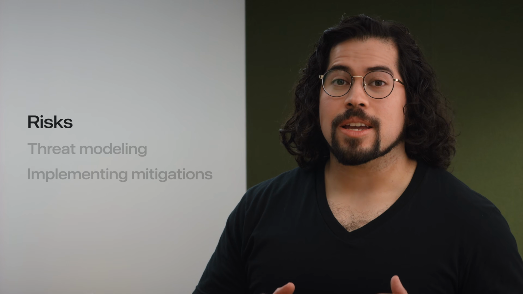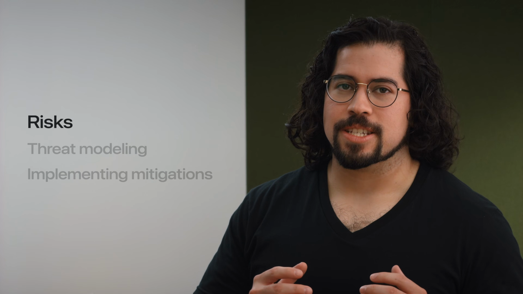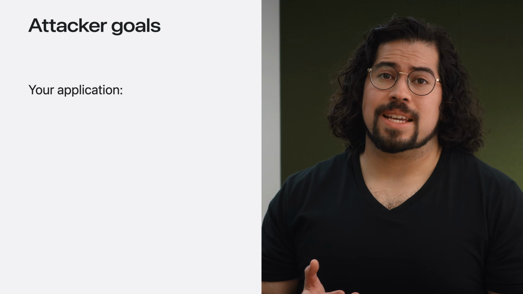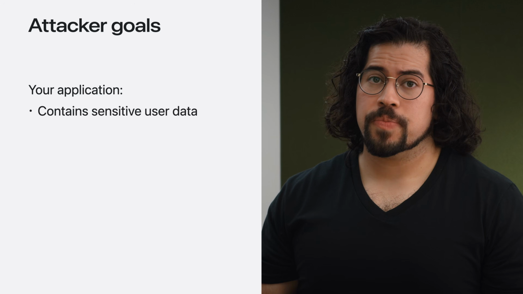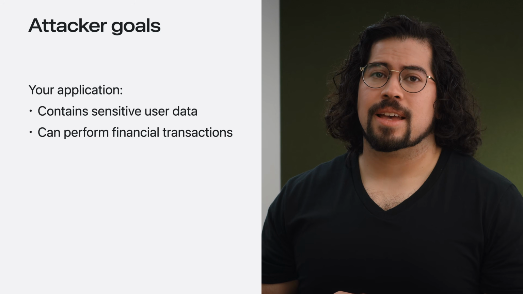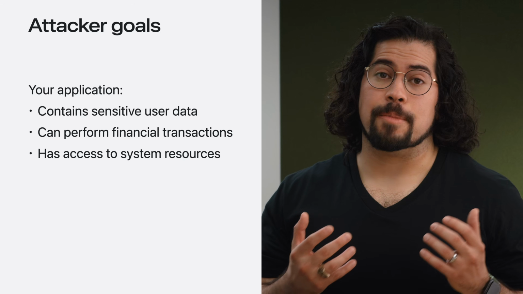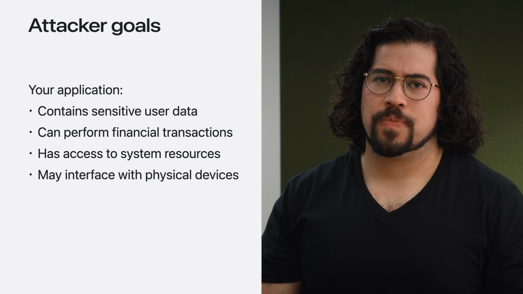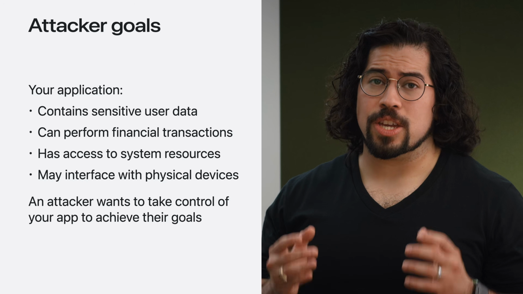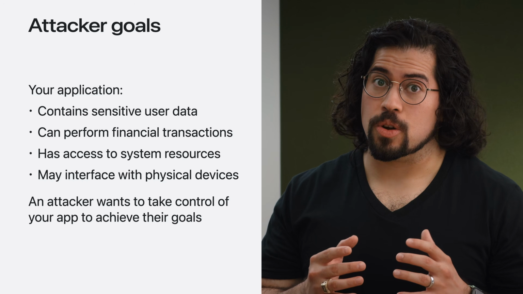Let's start by talking about the new risks that come with agentic systems. To begin, we'll start by considering why an attacker may try to target your app. Your application may do things an attacker is interested in, such as host sensitive user data, perform financial transactions, access system resources like the microphone or camera, or even control physical devices. An attacker may want to exploit your application to achieve their goals.